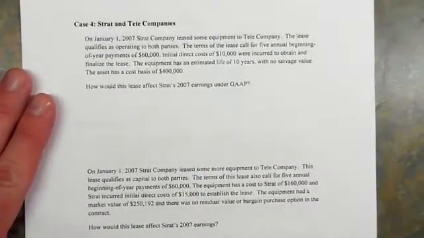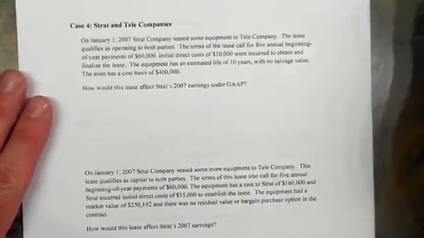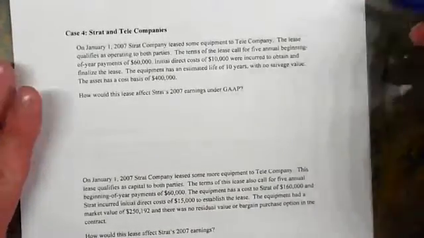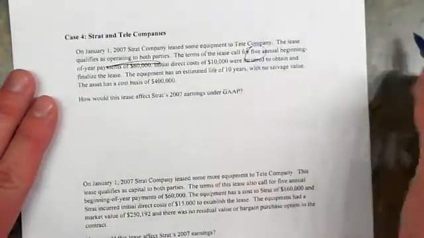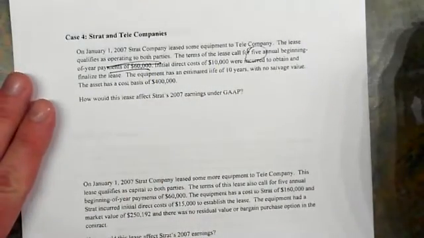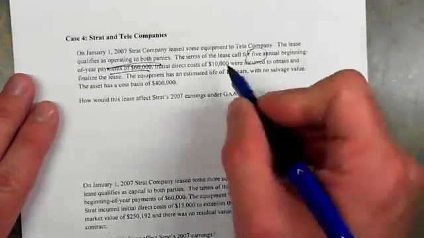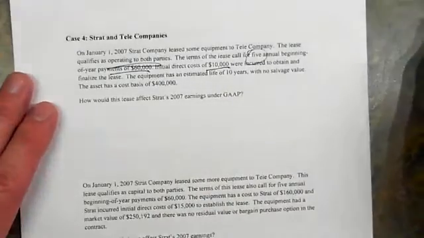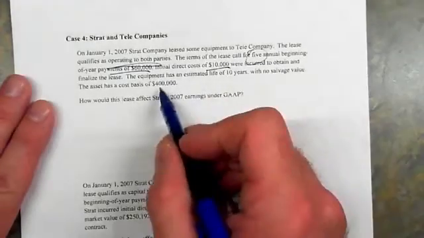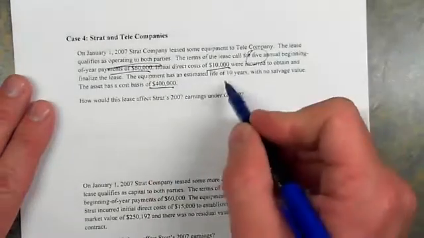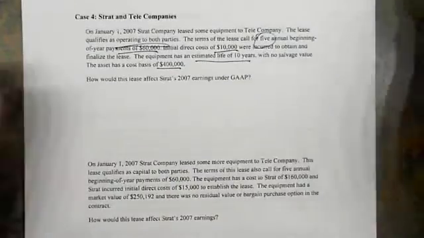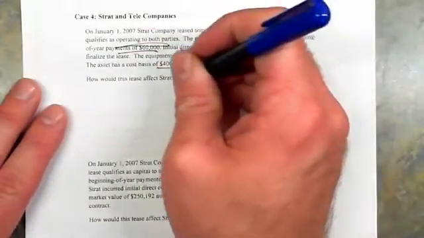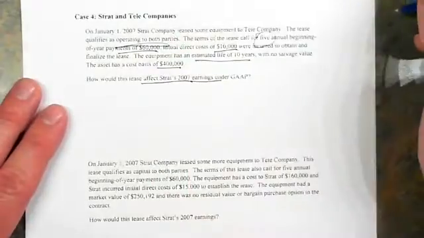Now, in this case for Stratton and Tella, which are two companies involved in a lease, in this first case, I have them classify the lease as operating to both parties. It's a 5-year lease, annual beginning of the year payments of $60,000, and initial direct costs were $10,000. So I give you some information about the cost to the lessor, the estimate of the useful life. And this will all be very important in order to figure out the total earnings effect for the lessor.